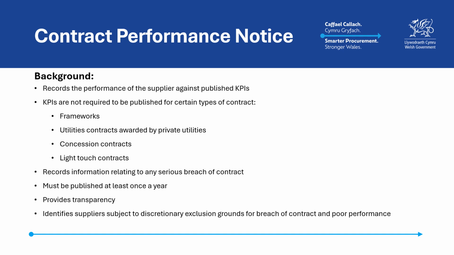This therefore provides contracting authorities with an objective source of information as to which suppliers are subject to the discretionary exclusion grounds for breach of contract and poor performance, and will allow authorities to better exercise their discretion in respect of this ground as a result. It is not a requirement for both KPI performance and serious breach of contract to be published on one notice, and this information can be published over multiple contract performance notices.